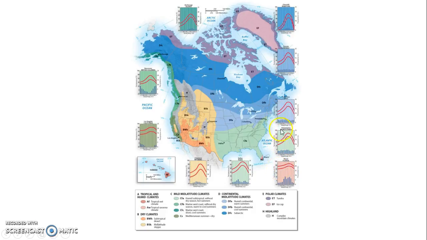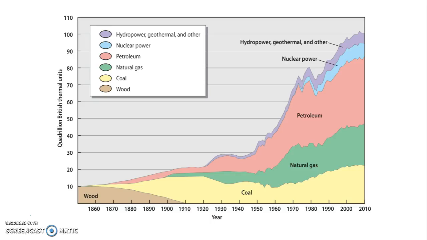Whereas places like Philadelphia, or other more continental climates, the D climates, have a pretty big range, where it gets pretty cold in the winter and pretty warm in the summer. Here's the energy consumption of North America, kind of a history of it.